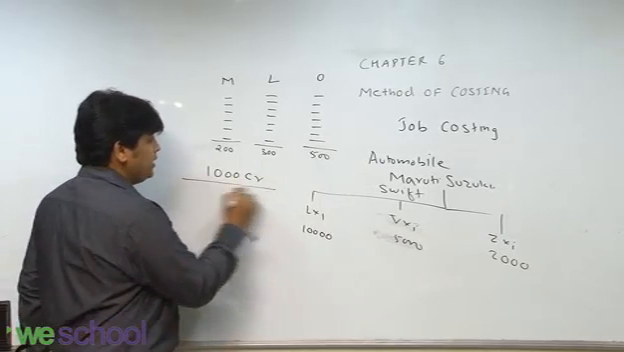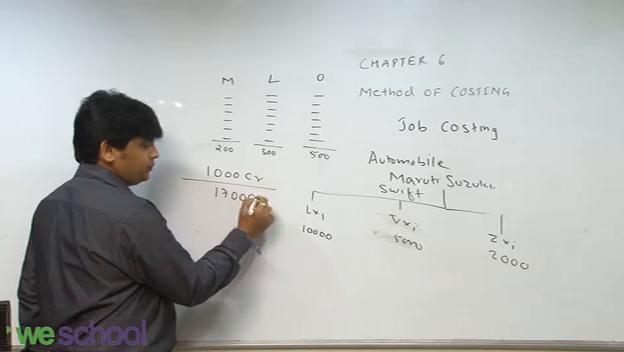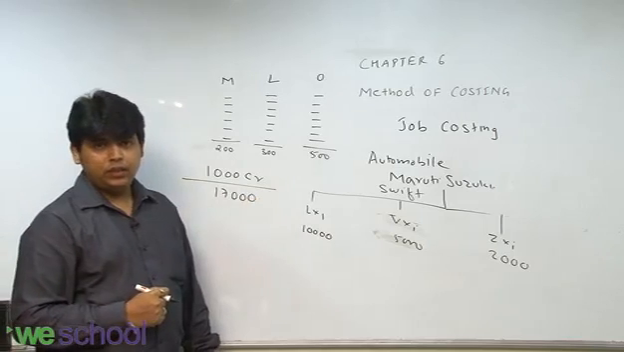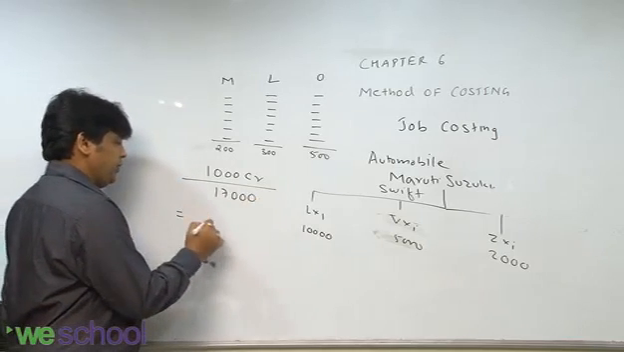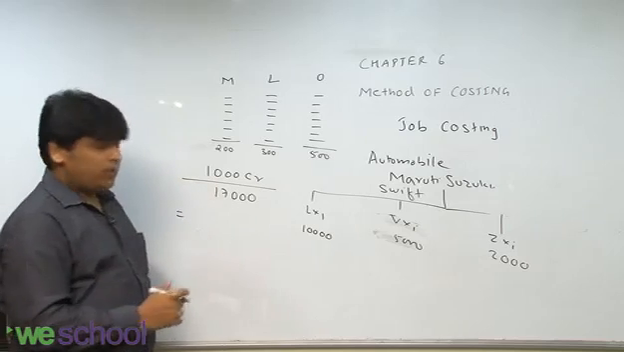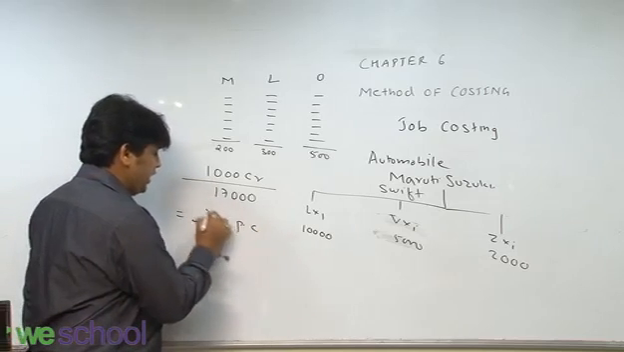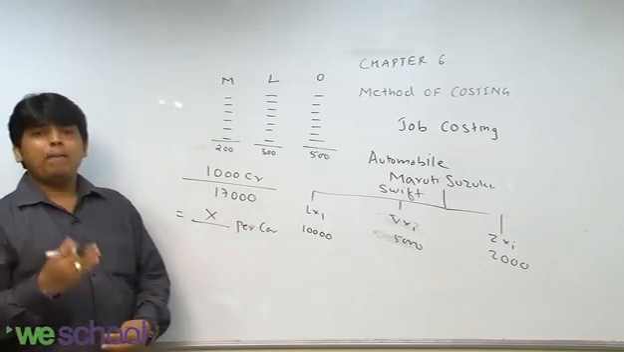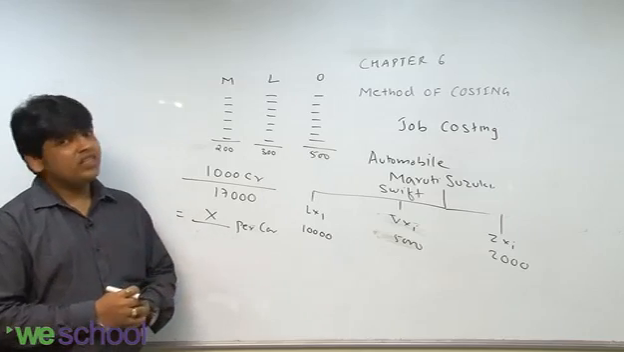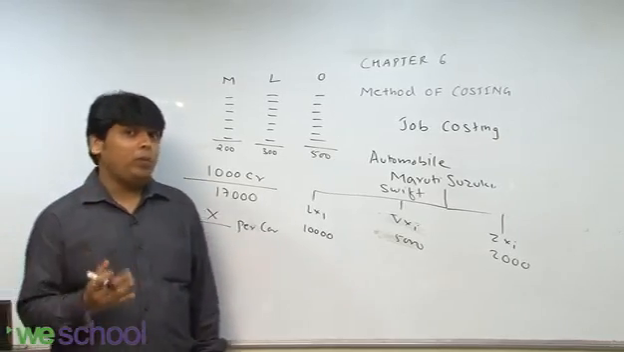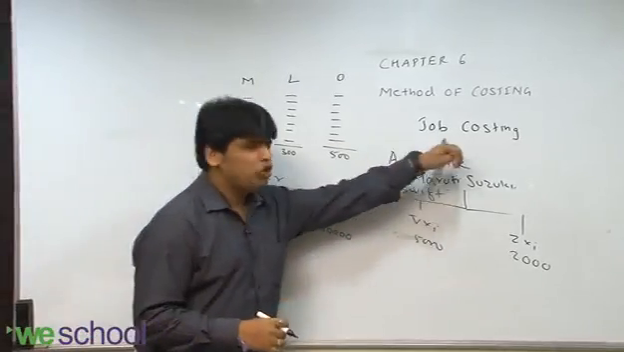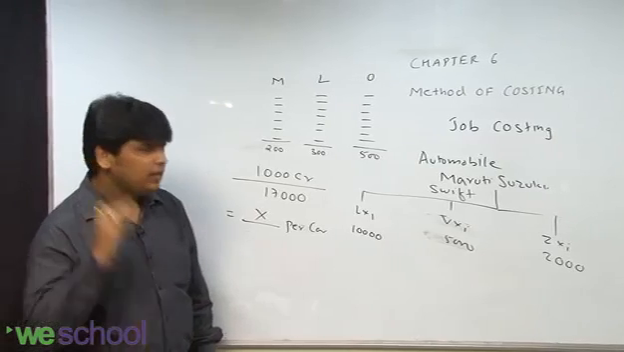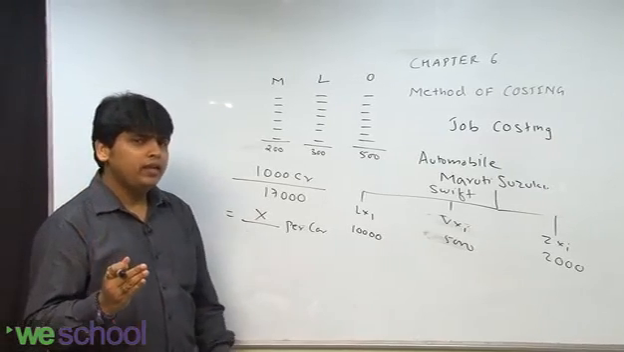Now if I divide by 17,000 cars, what will happen? Take an average. Suppose I get the cost per car, this is the X cost per car. Now here I am facing a problem. What problem? Can you tell me what problem I am facing? If I just follow job costing, what problem do I face? Can you tell me? Yes? I can't hear, what are you saying?